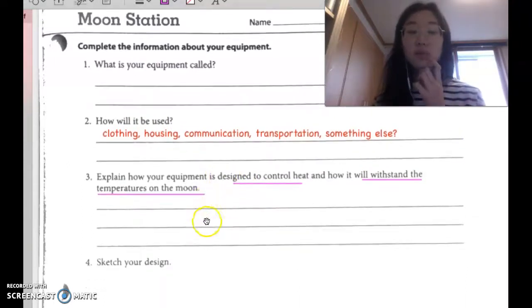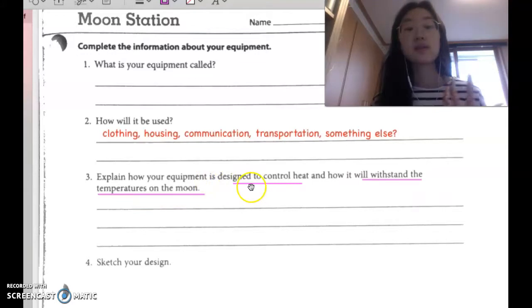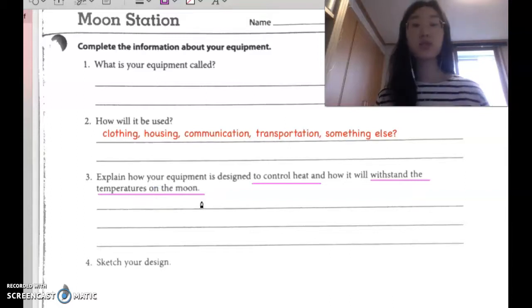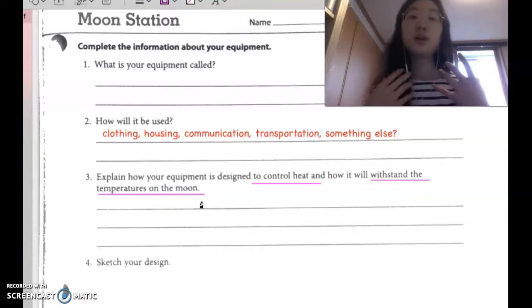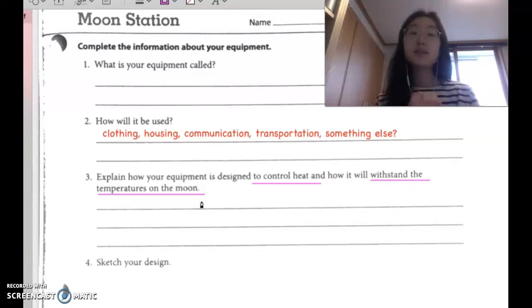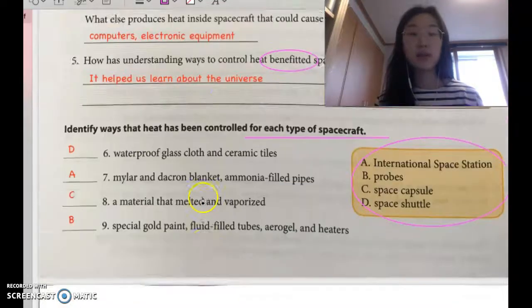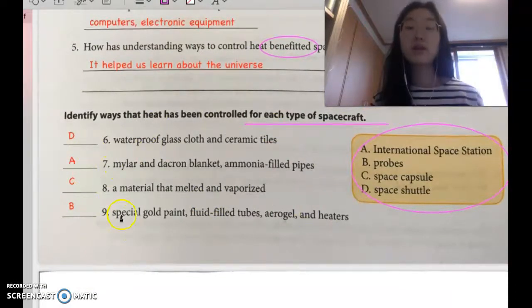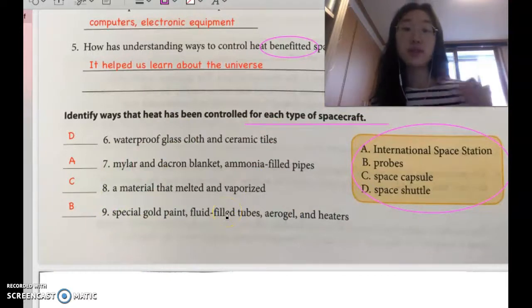And the most important, explain how your equipment is designed to control heat and how it will withstand the temperatures on the moon. So the moon is going to have extreme temperatures. So how is your equipment going to survive the extreme temperatures? Okay, so this is a good section to apply what you learned here, some of the materials that other equipment use to withstand heat.